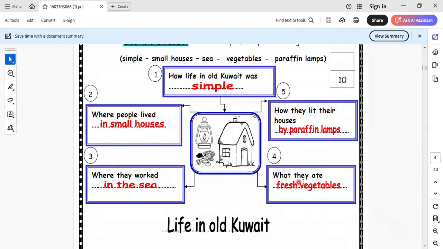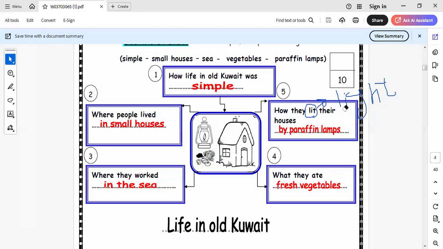Let's go to another one. What did they eat? They ate fresh vegetables. How did they light their houses? By paraffin lamps. Lit is the past of light. Here it is the past of life. Okay, you must know this.